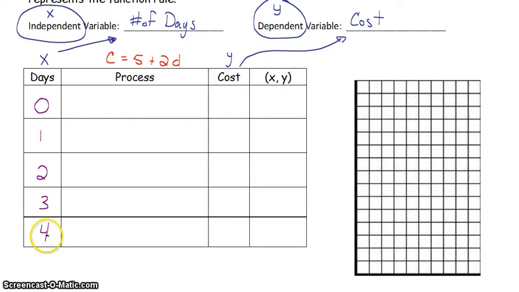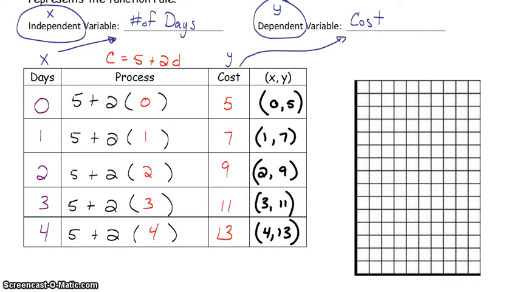I want you to go ahead, press pause, fill the rest of this table in. When you're done, unpause, and we'll talk about how to create our graph. So double check your work, make sure that you got the same answers as me, make sure that those answers make sense. If you did not get those answers, check your arithmetic again, and then come back to this spot.